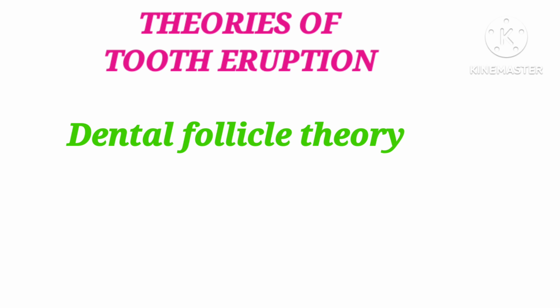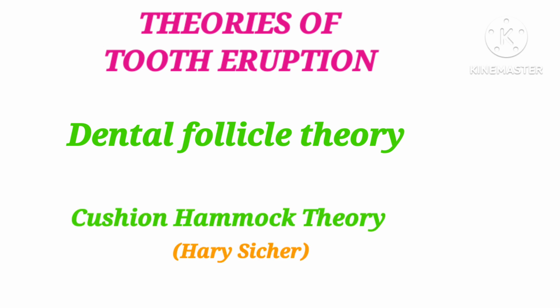There was one more theory called the cushion hammock theory, which was proposed by Harry Sicher. He assumed that a ligament called the cushion hammock ligament is present below the tooth and it is responsible for tooth eruption. But later it was proved that the ligament described by Sicher was an artifact in the slide preparation and there is nothing called a cushion hammock ligament. So this theory was rejected.